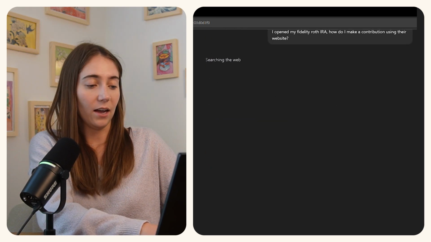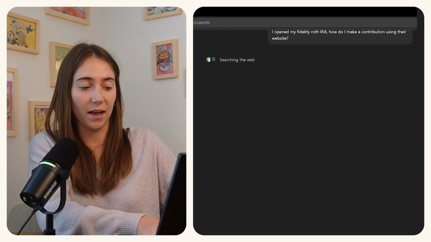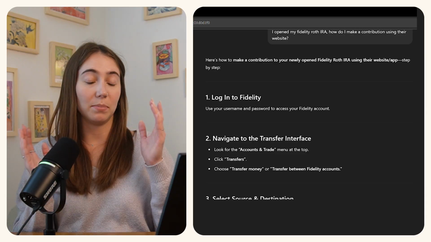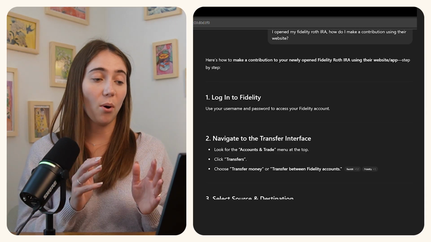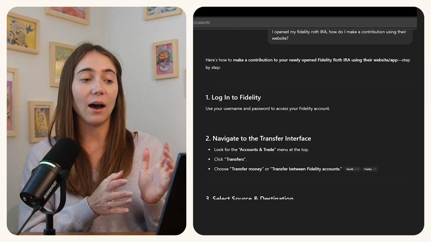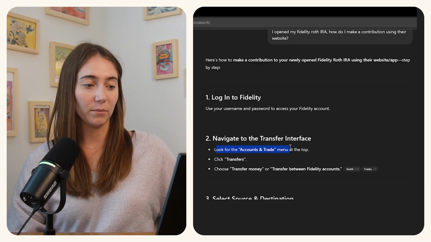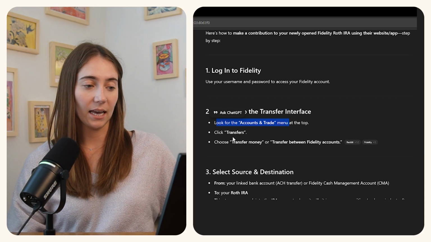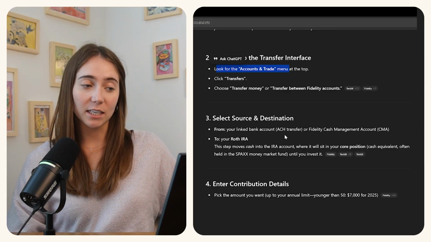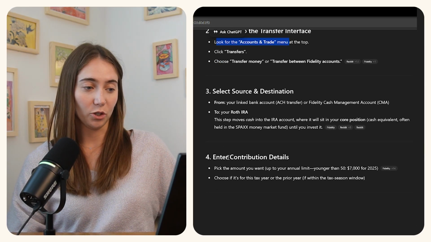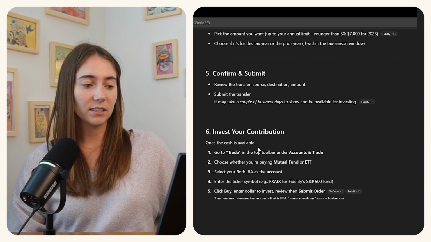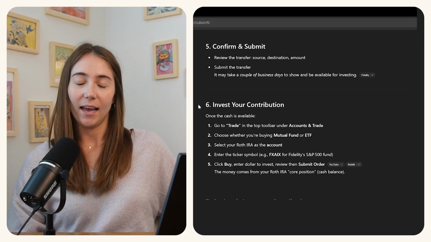So I would say I opened my Fidelity Roth IRA and I don't know how to use the website. There's buttons everywhere. There's so much going on. I have no idea how to use it. So I'm asking, how do I go and do it? And it's going to tell me exactly what to do, what I'm looking for on the menu, what I'm clicking, how I'm transferring, how I'm moving things between accounts, and the contribution details. So it's going through step by step with me and telling me what to do.